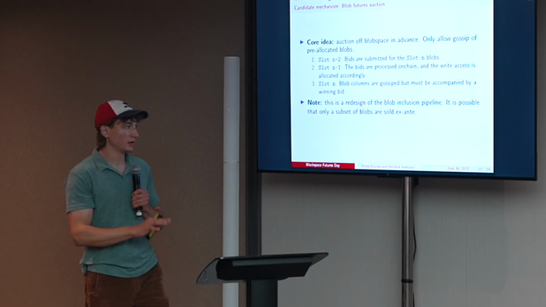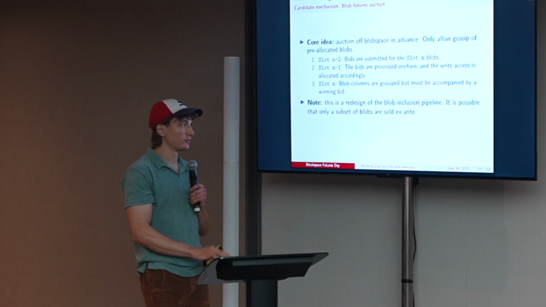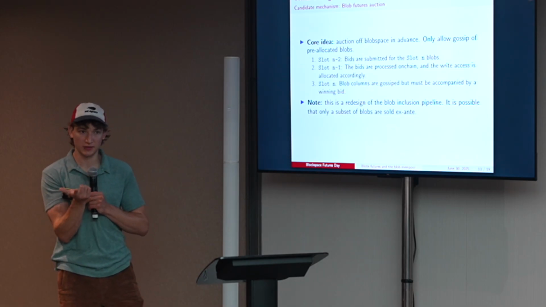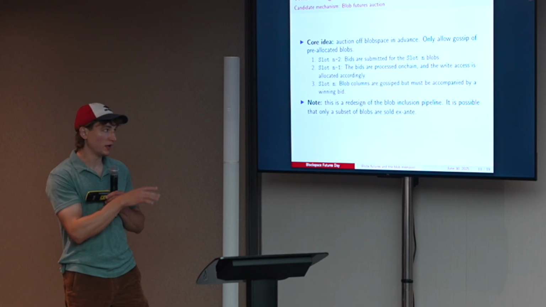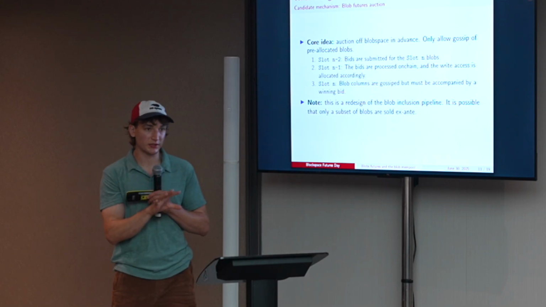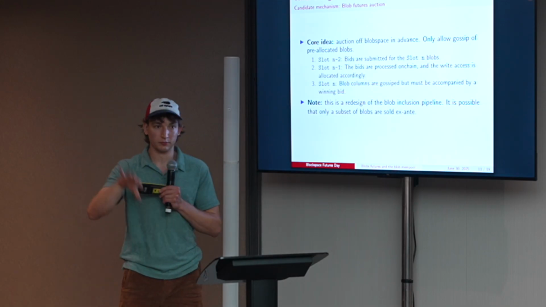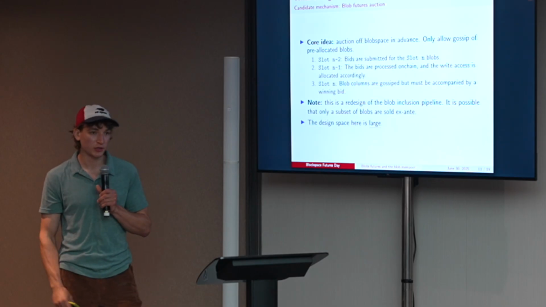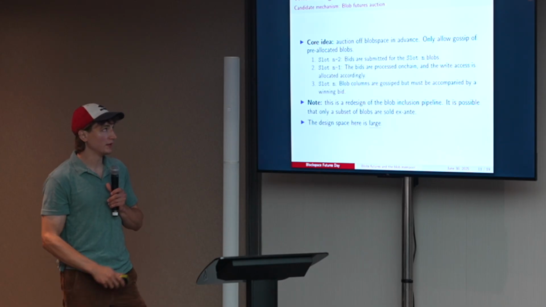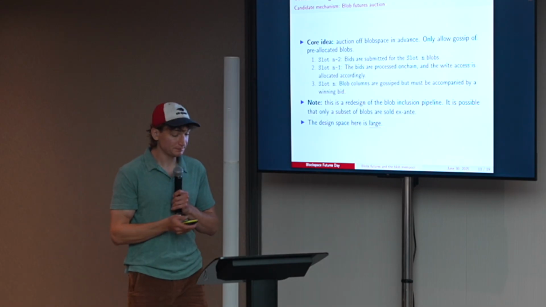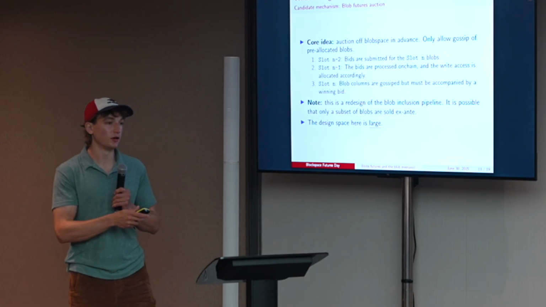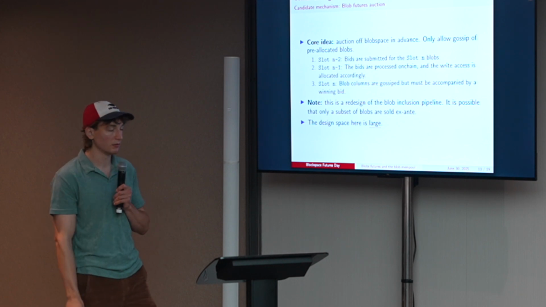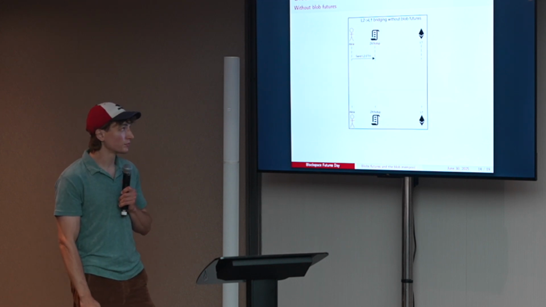Obviously, this is a slight caveat that's saying this is a full redesign of the blob inclusion pipeline. This replaces the blob base fee. This replaces the blob priority fee. It's possible that maybe only a subset of blobs should be sold ex ante, and then the remaining blobs use the existing fee mechanism. The design space here is very large. But I think it's worth exploring what blob futures mean if it also solves this engineering technology problem of how do you scale the blobs on the blob pool.